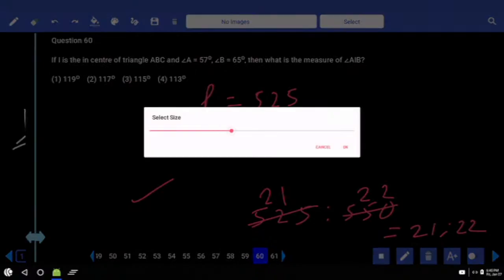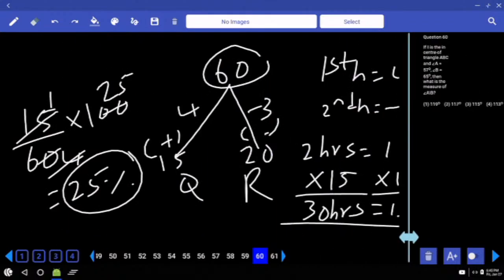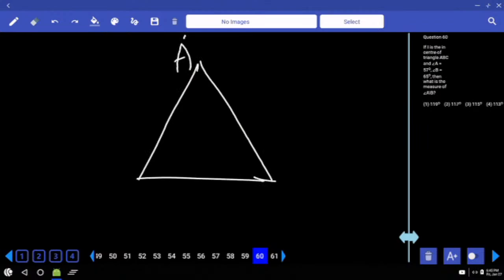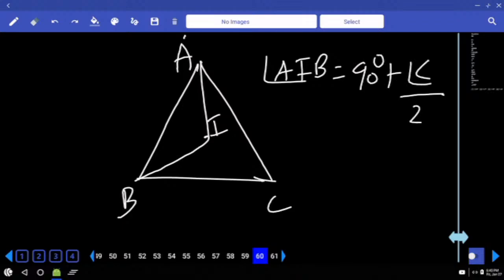Okay. Next question, 60. A simple one, a basic geometry question. If I is the incenter of triangle ABC and angle A is 57, angle B is 65, what is the measure of angle AIB? ABC is a triangle and I is the incenter. He is asking what angle AIB is equal to. According to the incenter concept, angle AIB is 90 plus half of angle C.